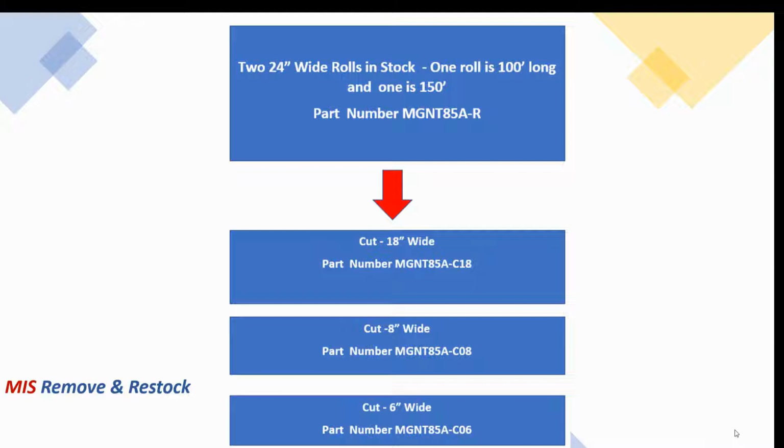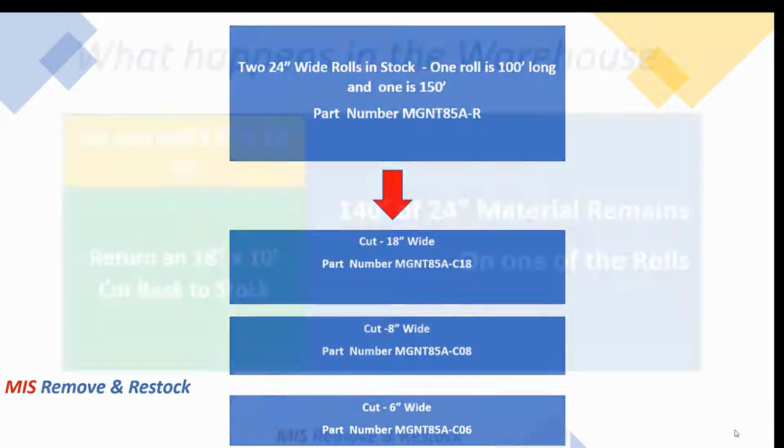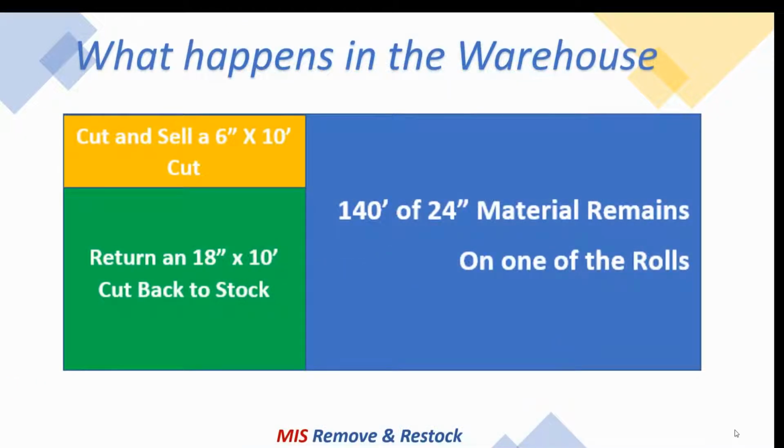We also sell this product to make belts in 18, 8, and 6-inch widths. Notice that we have one product ID for the roll and 3 additional product IDs for the cut material. In my example, I may have a product ID suffix indicating cut in width. So let's say you take an order for a 6-inch wide by 10-foot long belt. The product may not be in stock, so you have to back order it and then let the warehouse know it needs to be cut.